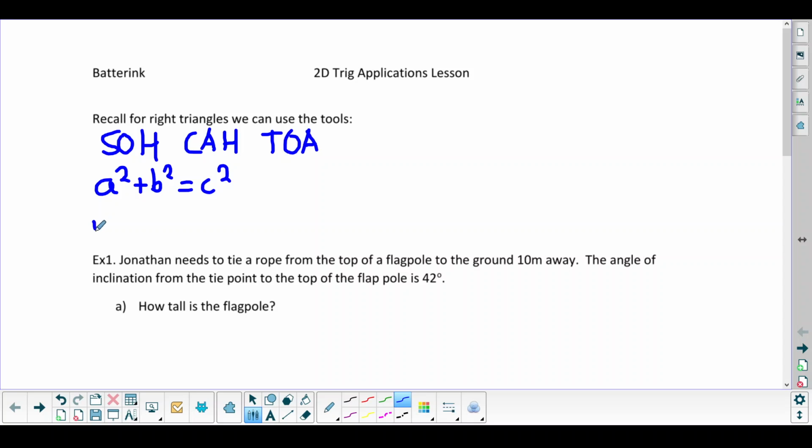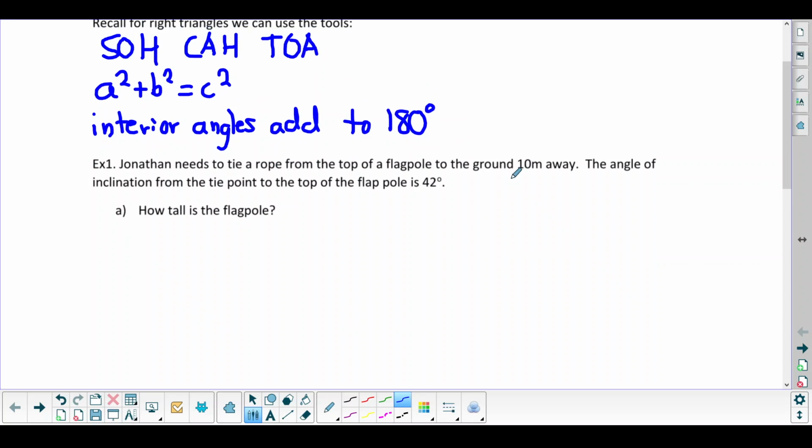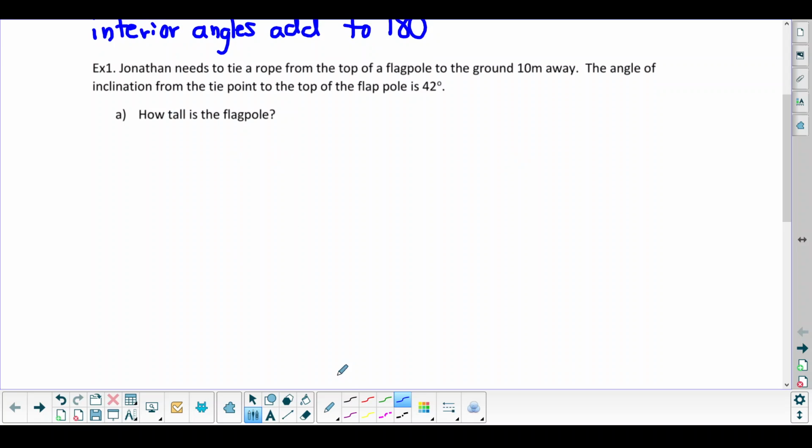And the other thing we can do is we can remember that the interior angles add to 180 degrees. And this is true for all triangles, both right triangles and non-right angle triangles. But we're going to start by focusing on right angle triangles. So let's do some examples just using these tools to solve some problems.